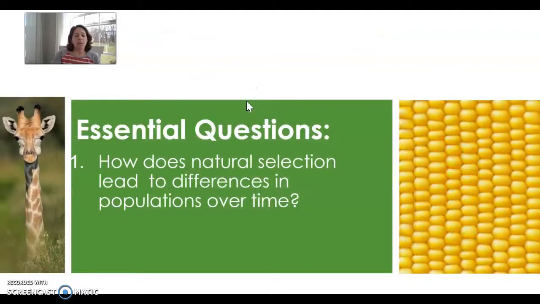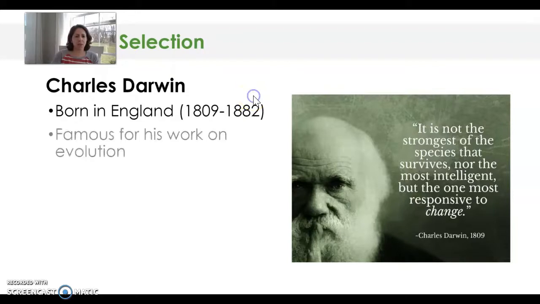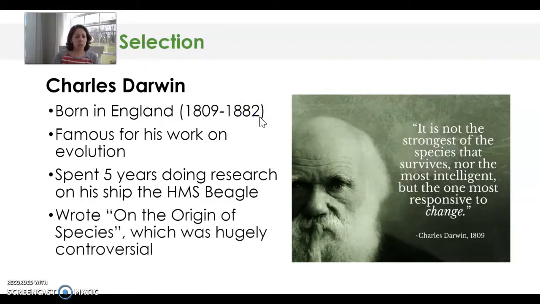So our essential question for today is, how does natural selection lead to differences in populations over time? What we already know is that Charles Darwin is pretty much the guy who came up with the idea of evolution and made it famous. He was born in England. He was famous for his work on evolution. He took that 5-year voyage on the Beagle, and he wrote a very controversial book called On the Origin of Species.